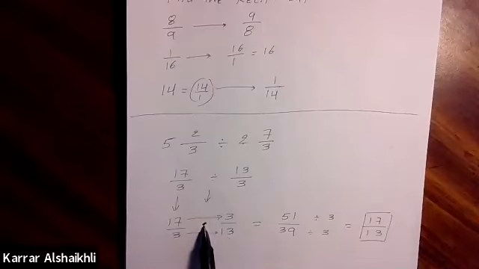Then do the multiplication between two fractions. 17 times 3 is going to be 51, and 3 times 13 is going to be 39. Then divide both these numbers by 3, because there's a common factor between 51 and 39, which is the 3. So the result is going to be 17/13.